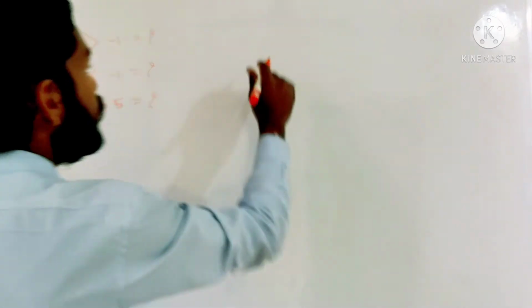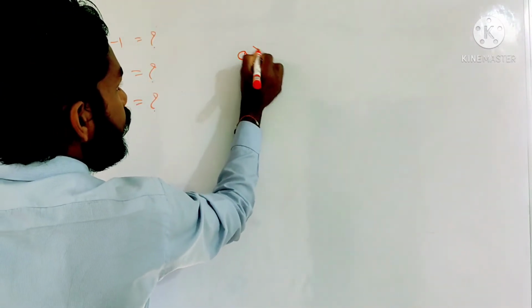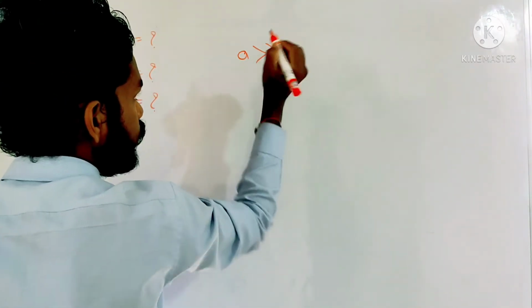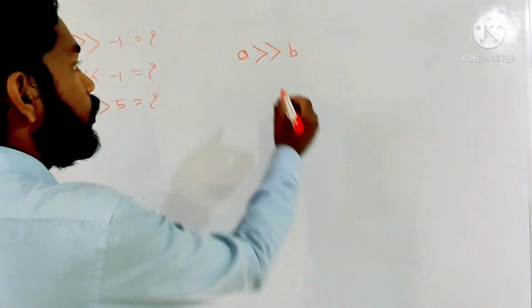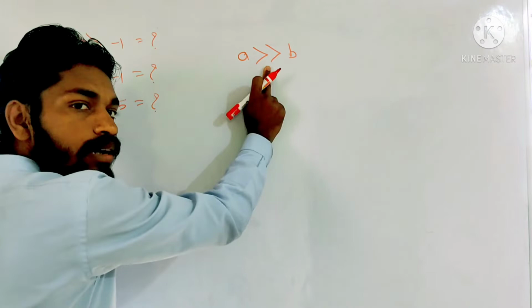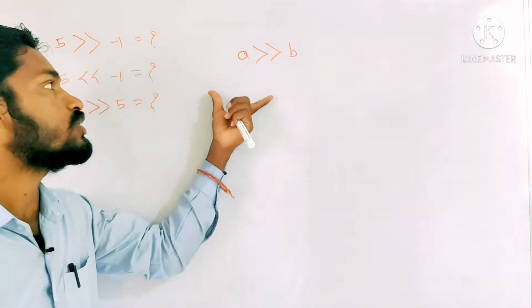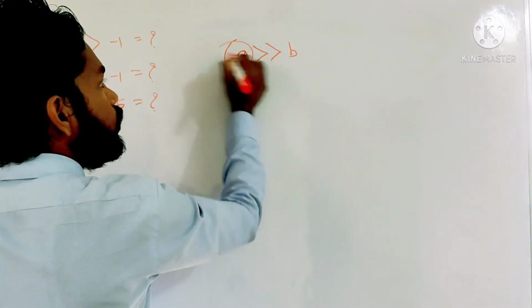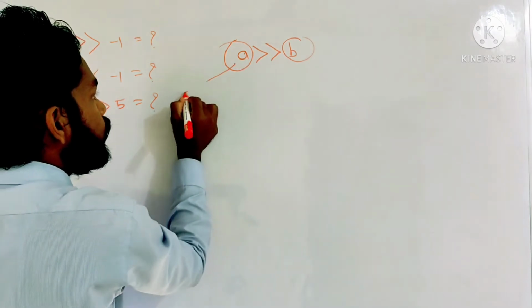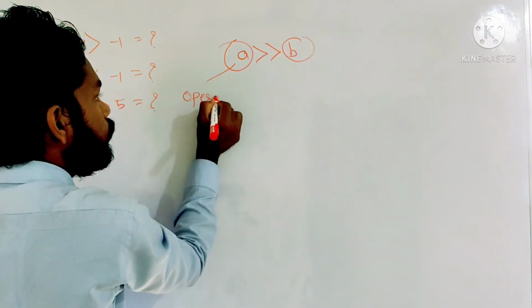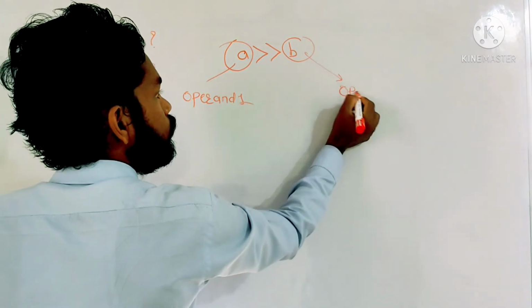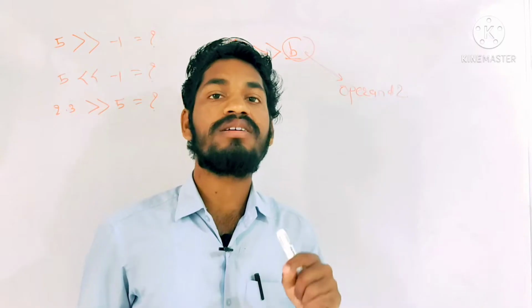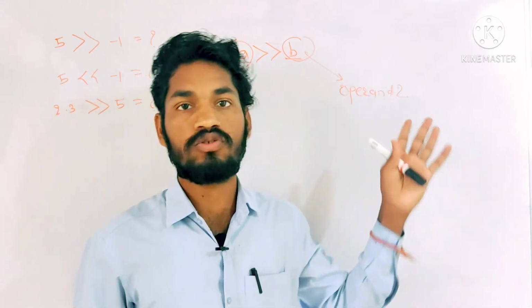Consider one example, A right shifted by B. Everyone knows this is the right shift operator, which has two operands: operand 1 and operand 2. There are certain limitations for operand A, and also for operand B.